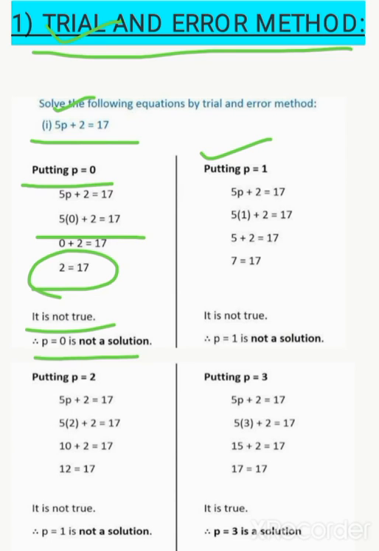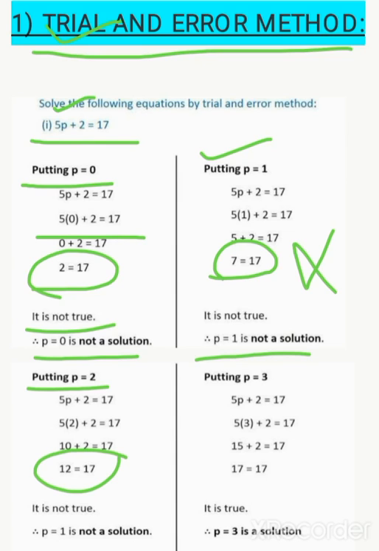And we can see after solving we are getting 7 is equals to 17, which is not true. That means p is equals to 1 is also not a solution for this equation. Similarly, next after 1 we will put p equals to 2. And we can see here we are getting 12 is equals to 17, which is again not true.